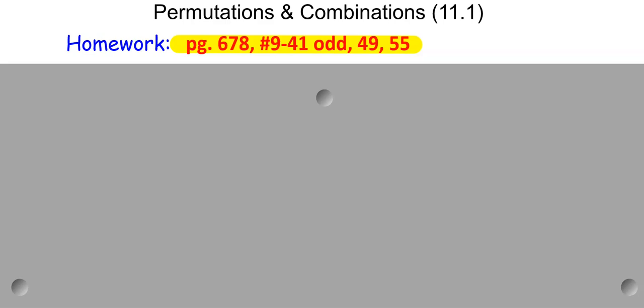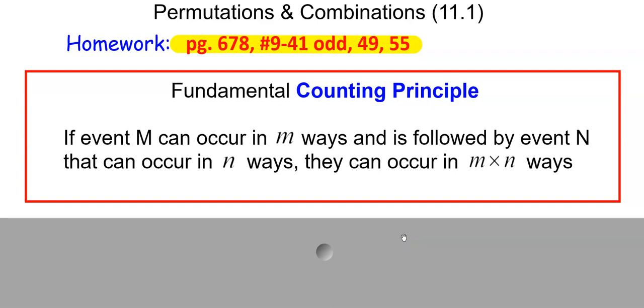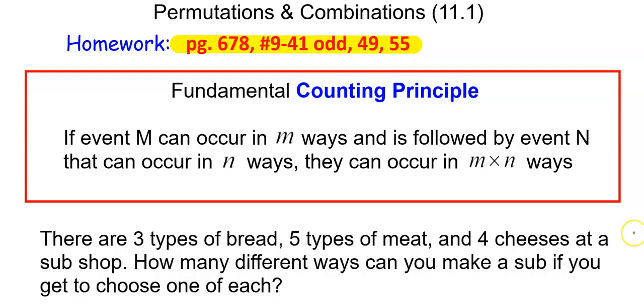Okay, let's do permutations and combinations. So this is a probability chapter. It's kind of fun. There's your homework assignment. Let's start with something easy and basic called the fundamental counting principle. It sounds kind of complicated there, but let's look at an example to see what this looks like.